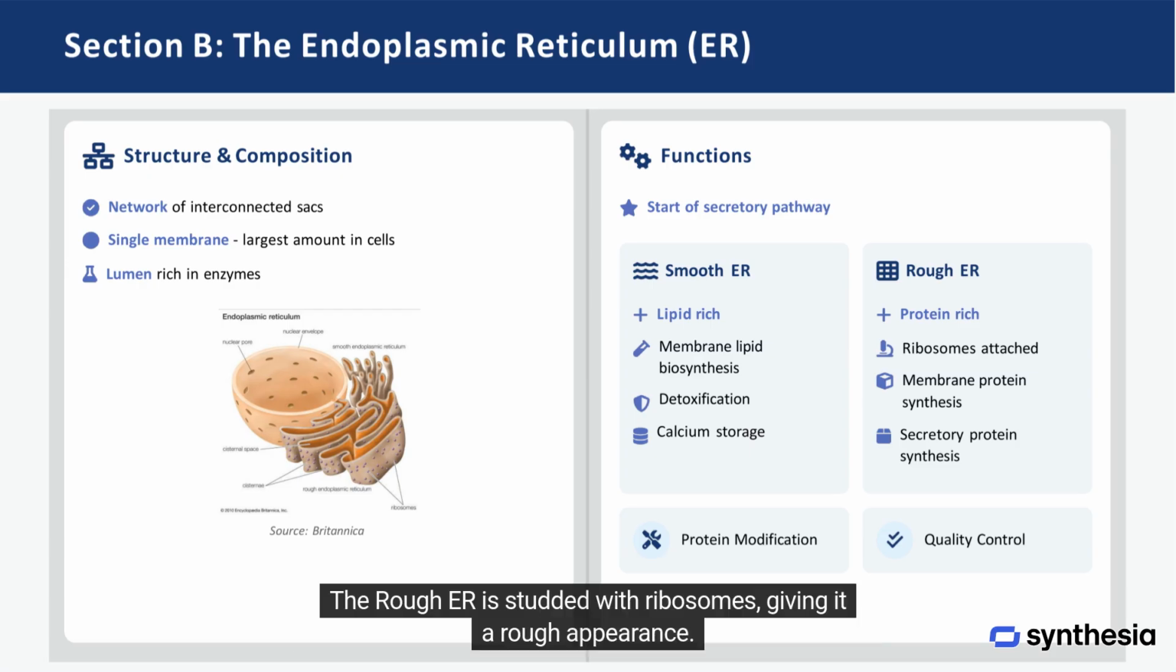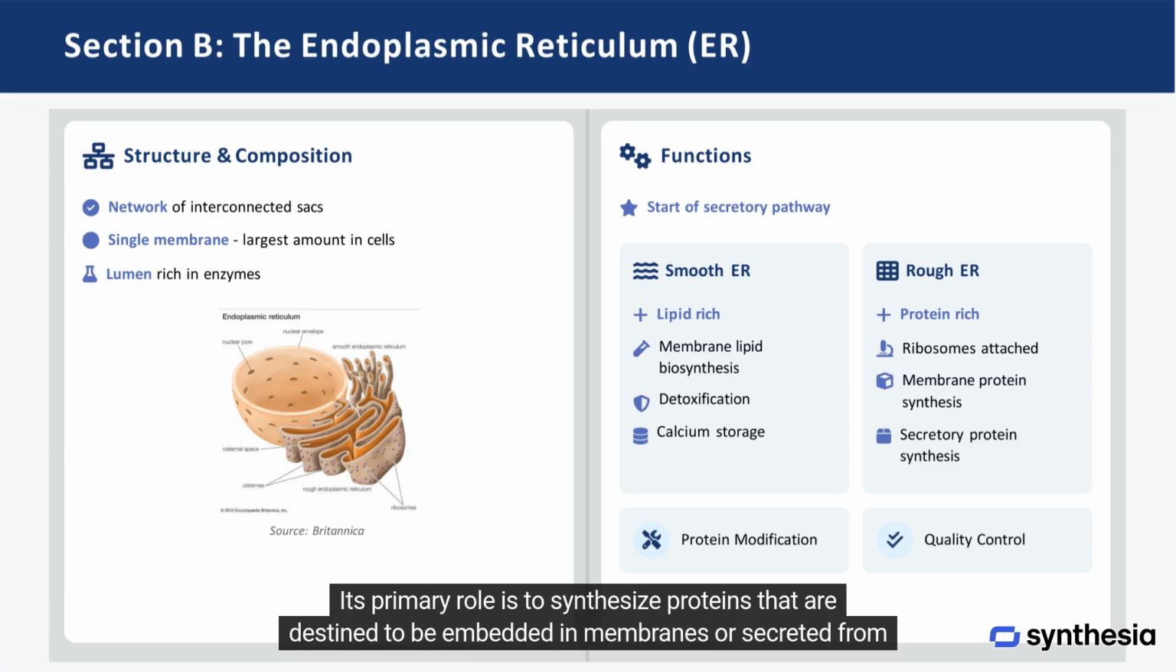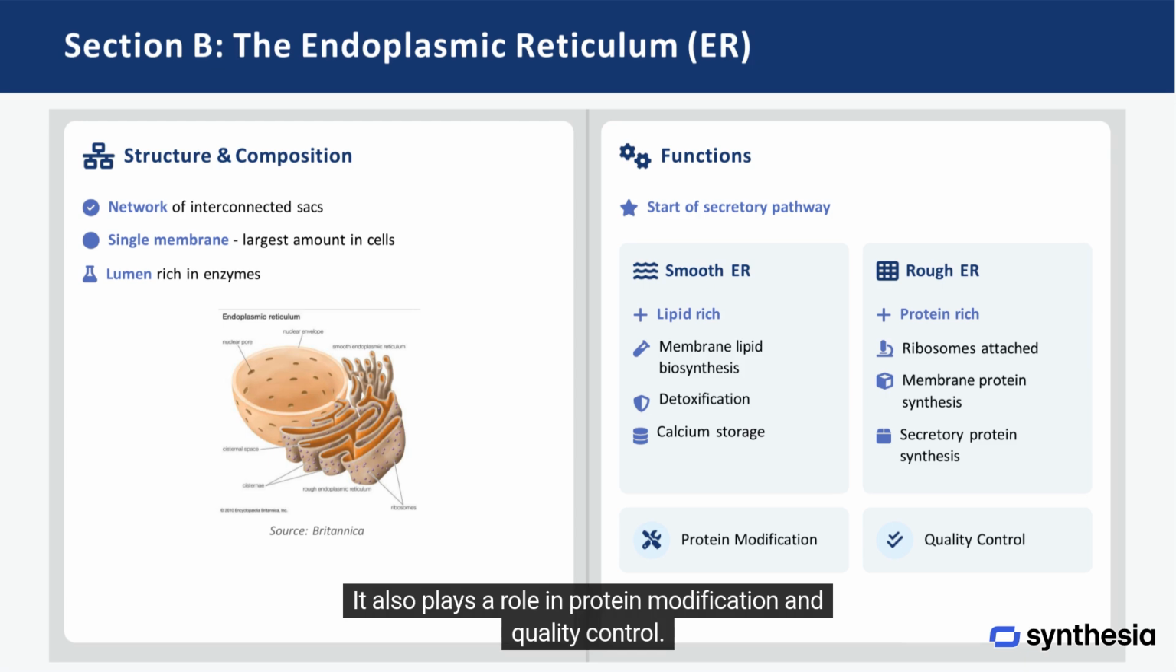The rough ER is studded with ribosomes, giving it a rough appearance. Its primary role is to synthesize proteins that are destined to be embedded in membranes or secreted from the cell. It also plays a role in protein modification and quality control.